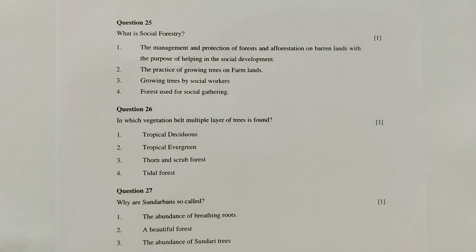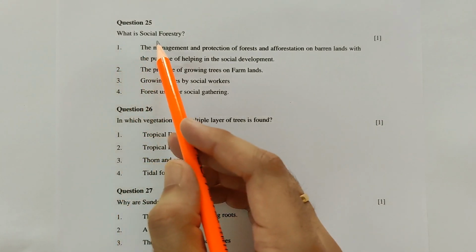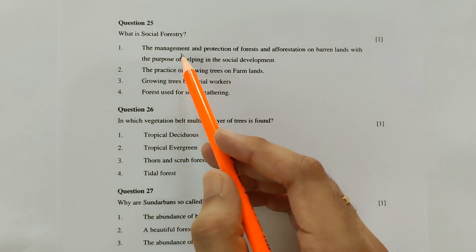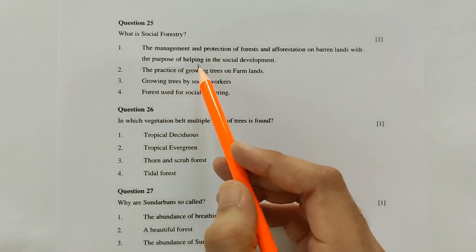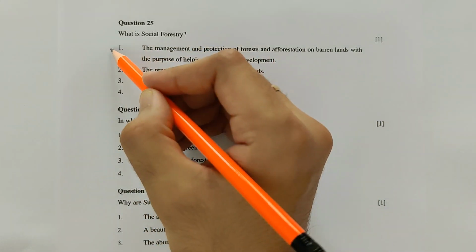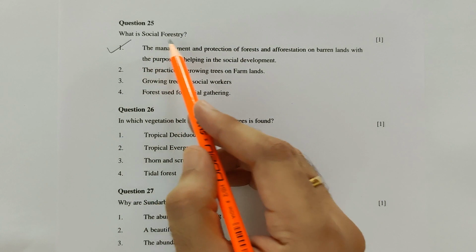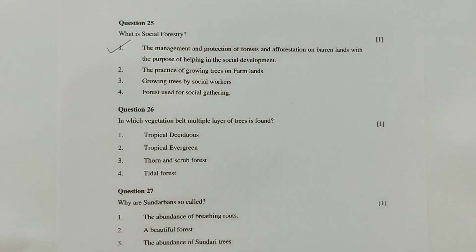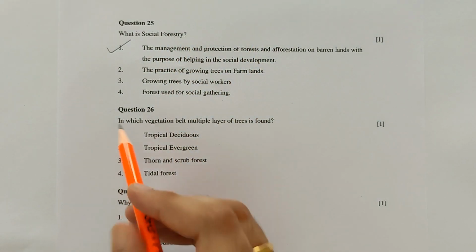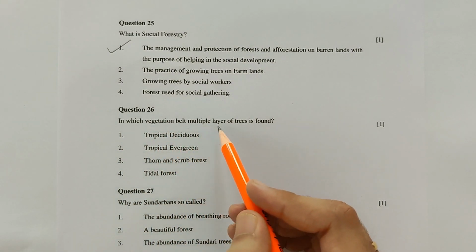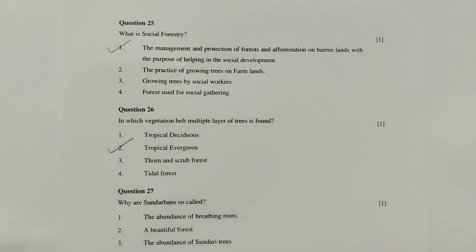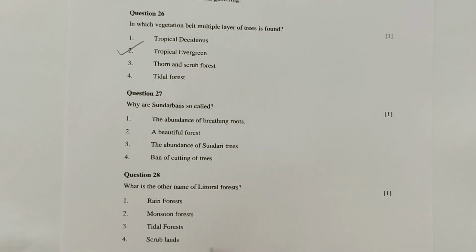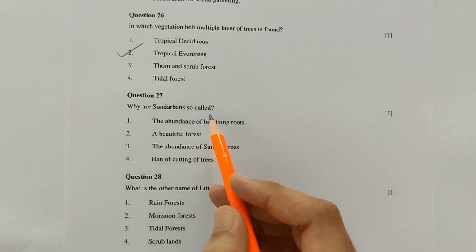Moving on to question 25, we have what is social forestry? Number 1, the management and protection of forests and afforestation on barren lands with the purpose of helping in the social development. Guys, option 1 is correct because the definition of social forestry is this. Moving on to question 26, in which vegetation belt multiple layer of trees is found? Guys, this will be tropical evergreen. Option 2 is correct.